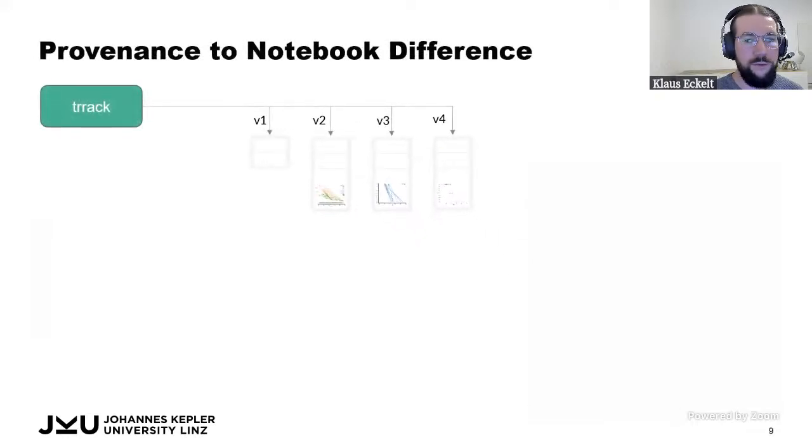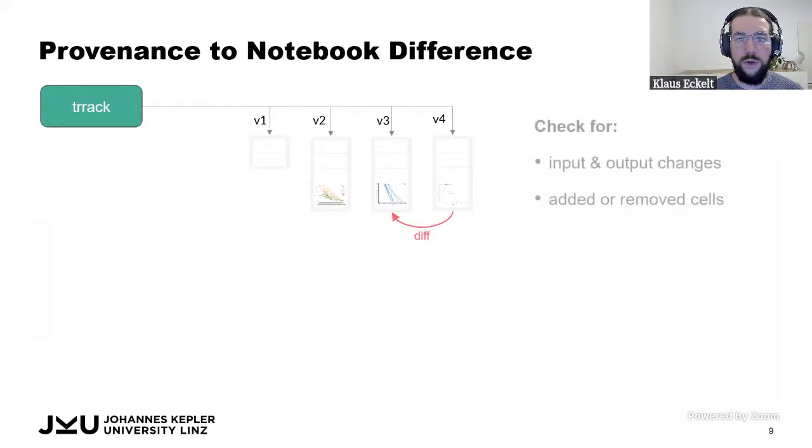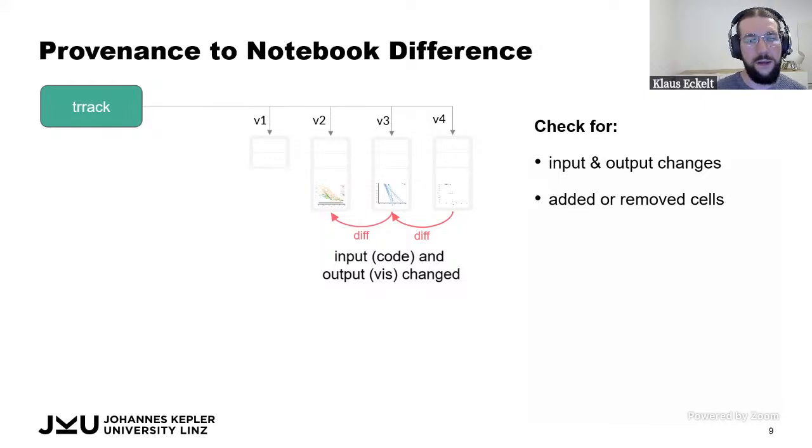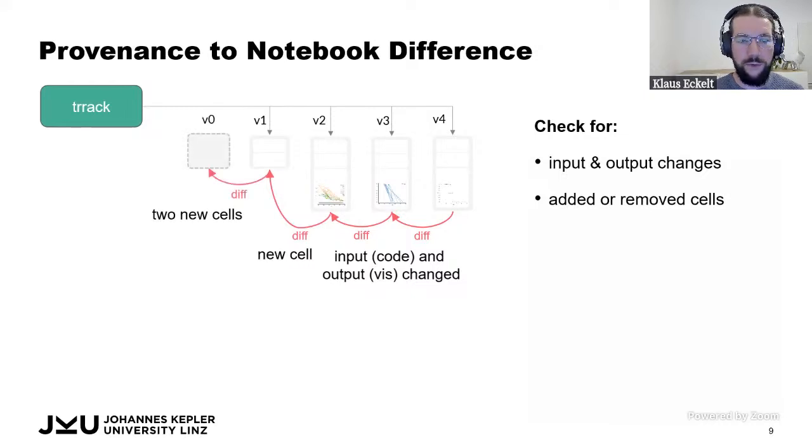Next, we identify the differences between these versions. These could be cells that have been added or removed, or inputs and outputs of existing cells that were changed. Here we have the input and output changing between version 3 and 4 of the notebook, as well as between version 2 and 3. The last cell of the notebook was added after version 1, and its first two cells were added in the first version of the notebook after starting from a blank one.